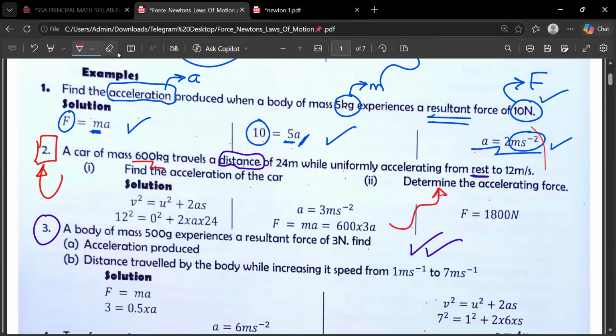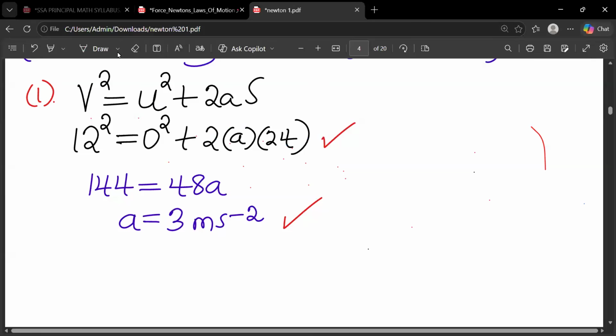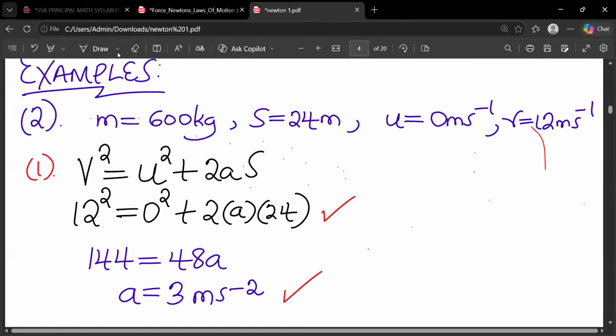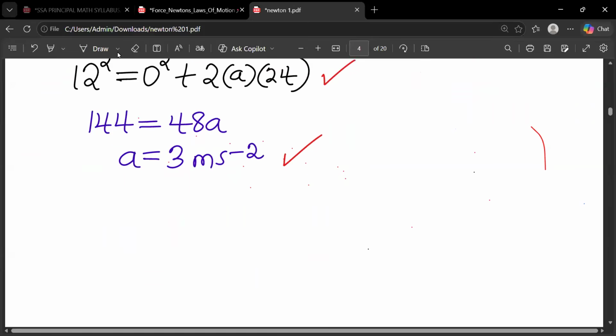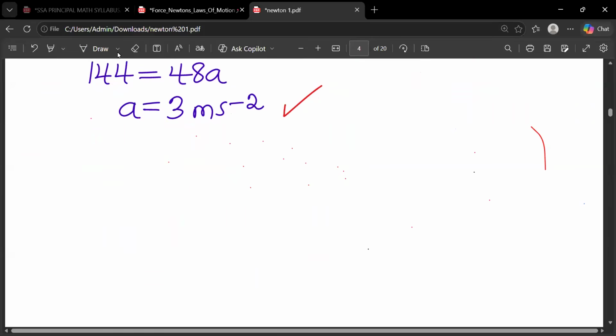So here, Roman 2, they now asked you to determine the accelerating force. Now, this is a new term. So accelerating force, of course, is that force. Remember, I told you when a force acts on a body, then that body accelerates. So that resultant force acting on that body is making it accelerate. So we can have the name of the force as accelerating force. That is extremely fine.